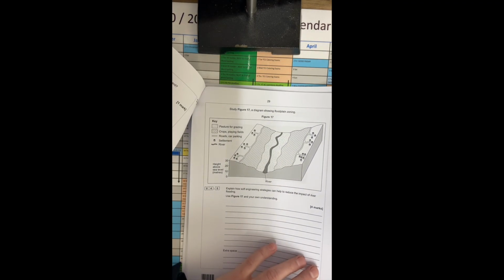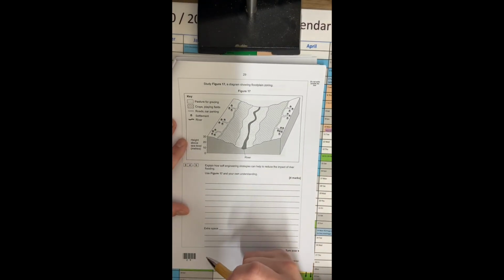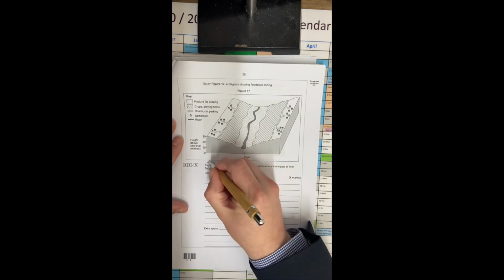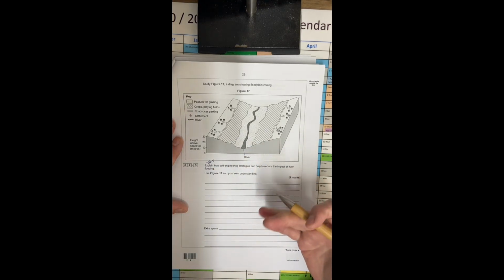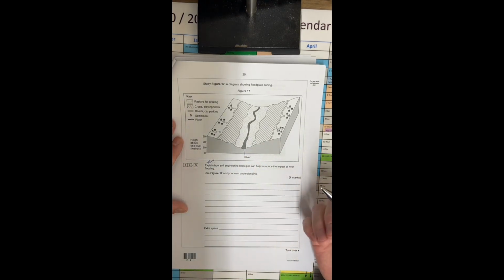Was there any other questions? Okay, explain how soft engineering strategies can help reduce the impact of river flooding. All right, remember, explain, TMT. So you're going to make a point and explain it.